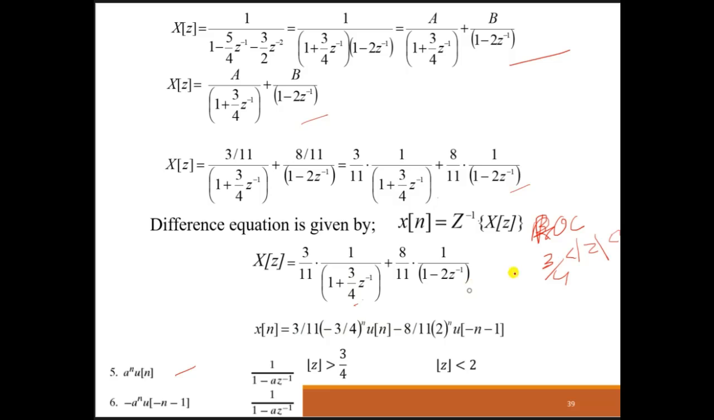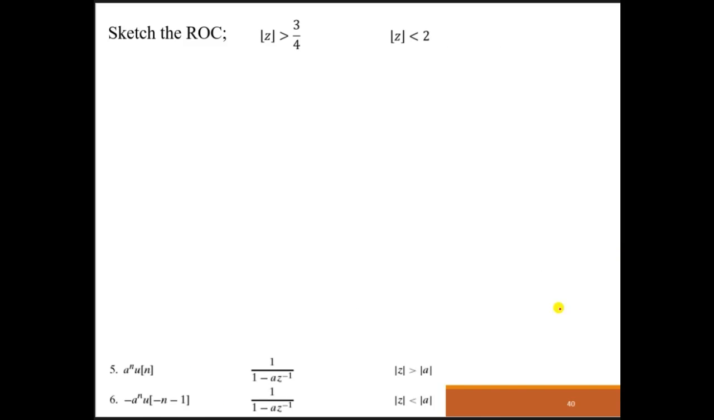Okay, and then for the second term, Z is smaller than 2. When Z is smaller than 2, ROC is smaller than 2, then you must use the line number 6. Okay, so then this is your final difference equation. Boleh faham? Right, so look at the ROC to find the correct inverse Z transform. From here, we look at the ROC, which has been given.